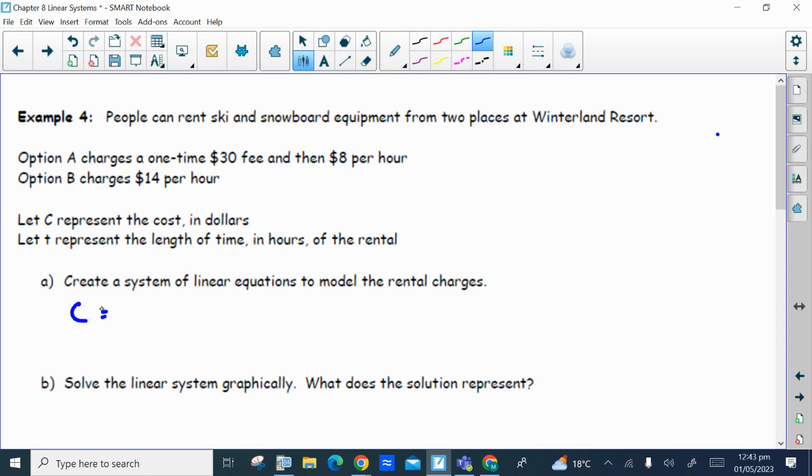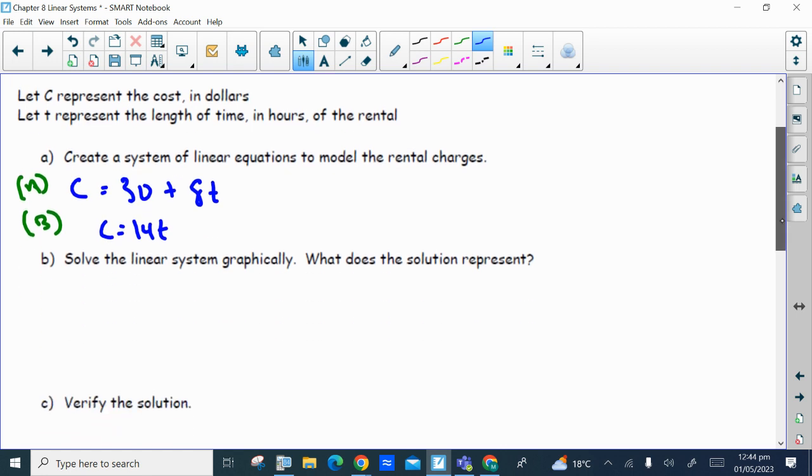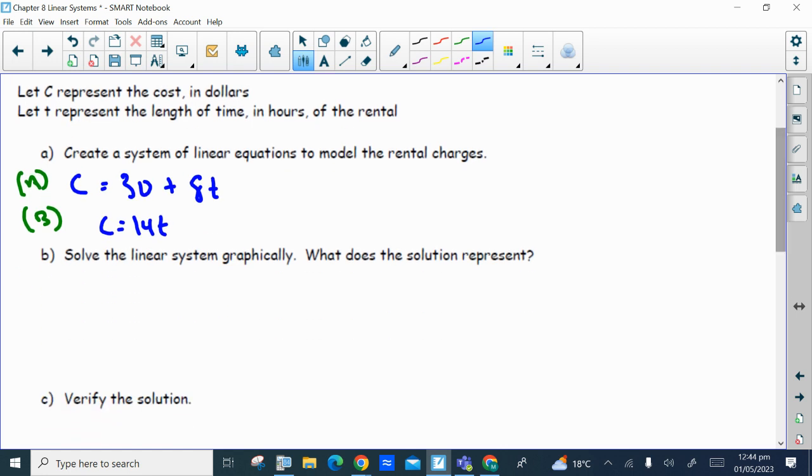C is the cost in dollars. And for option A, they have a one-time fee of $30, no matter what you must pay that, plus $8 per hour. And we're told that T represents the length of time in hours. So that would be an equation for option A. For option B, our equation is just C equals 14T. There is no initial fee. It's just straight $14 an hour. So there's the two equations. So this is one of the skills that you're going to have to learn, is to write the equations from the information you're given.